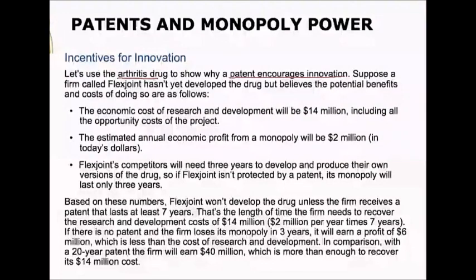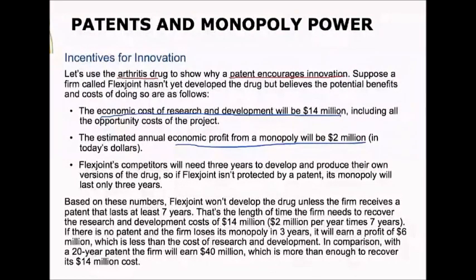Suppose there's a firm called Ch9, and it hasn't developed any drug, but the potential benefits of that drug are huge. Now, the economic cost of producing and researching and developing this drug will be $14 million. That includes all the opportunity costs of the project. The estimated annual economic profit, if you had a monopoly, would be $2 million in today's dollars.